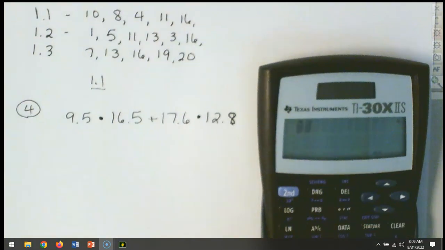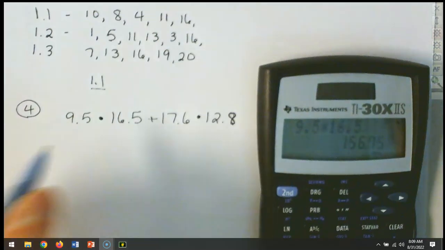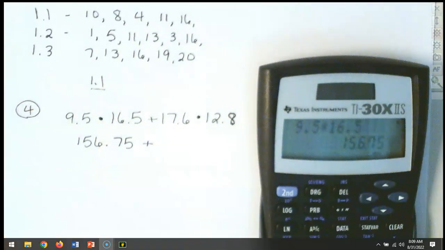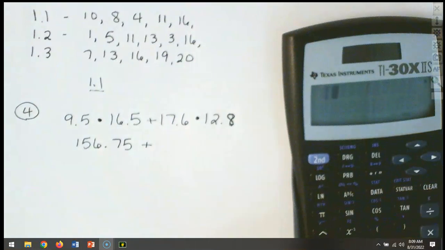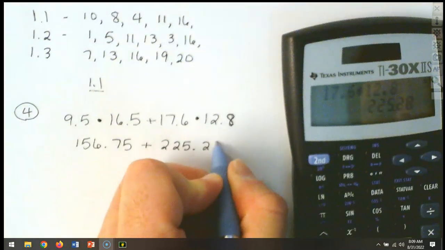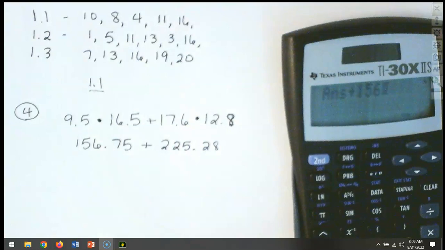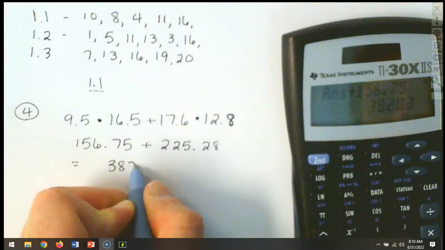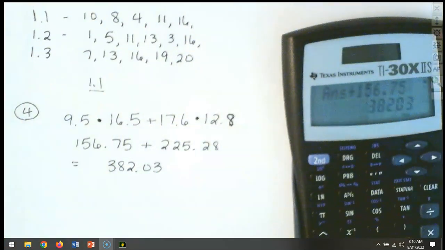So we have our 9.5, and we'll multiply that by 16.5, and that gives you 156.75. And then we'll do the other one, which is 17.6. Multiply that by your 12.8, and that gives you 225.28. And now we'll add that to the 156.75, combine them together, and that gives us 382.03 for our finished answer.